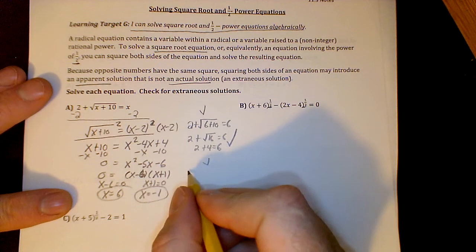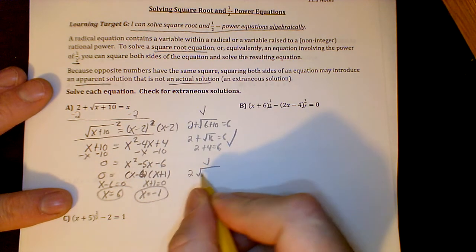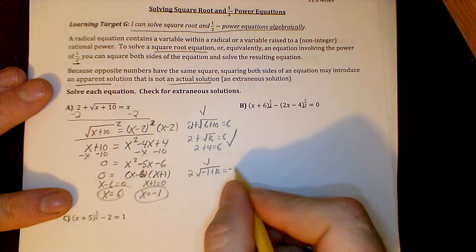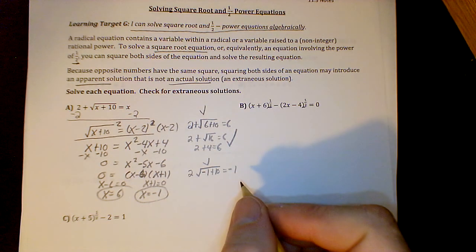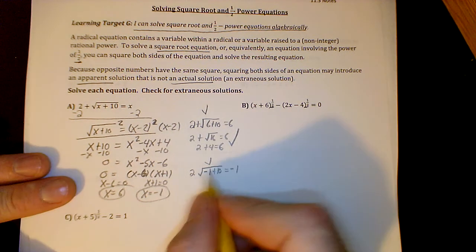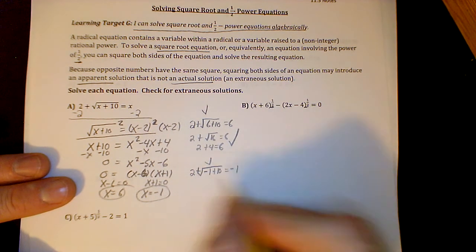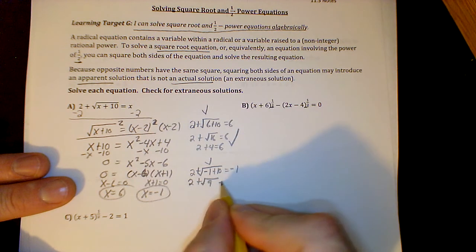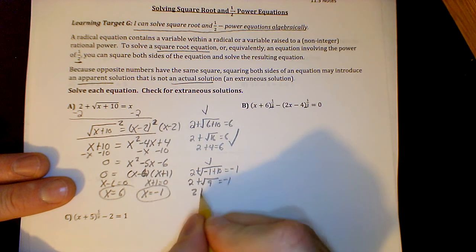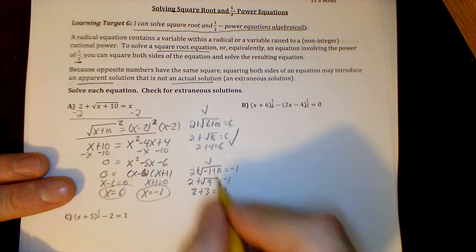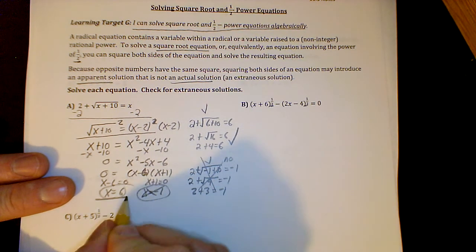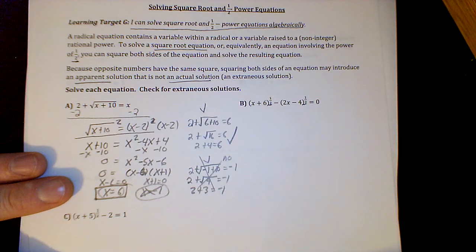Let's check negative 1. Gives me 2 plus the square root of negative 1 plus 10 equals negative 1. Oh, I don't know how this is going to work out. We'll see. 2 plus the square root of 9 equals negative 1. That gives me 2 plus 3 equals negative 1, and it doesn't. No. So I'm going to cross this guy off, and we have one solution of 6.